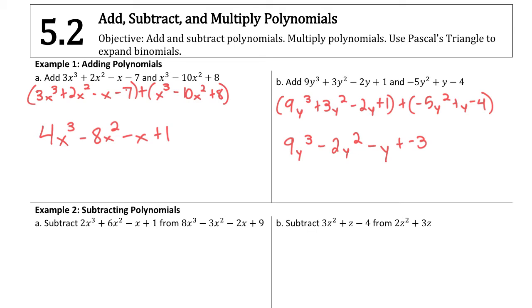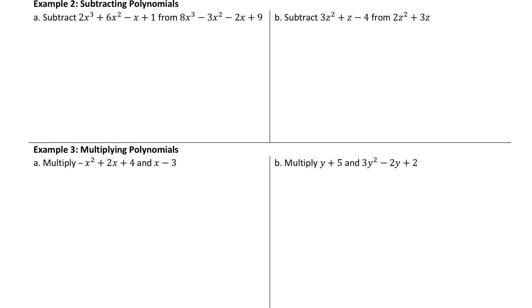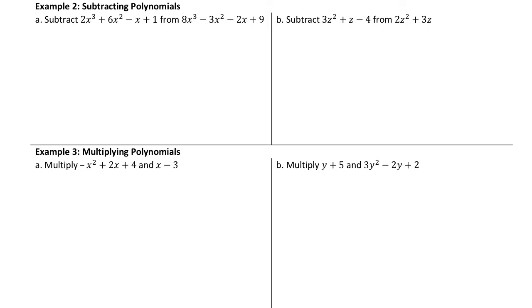Okay, subtraction, addition. I'll get to subtraction. Now subtraction, you have to read, all right? Subtracting something from something. So it's not the first one minus the second one, always. You've got to read it. So if we read this, subtract the first polynomial from the second. So the way I would write this, 8x cubed minus 3x squared minus 2x plus 9 minus 2x cubed plus 6x squared minus x plus 1.